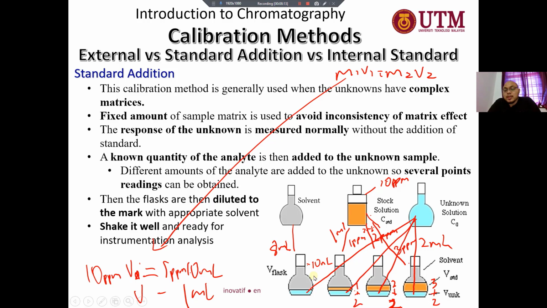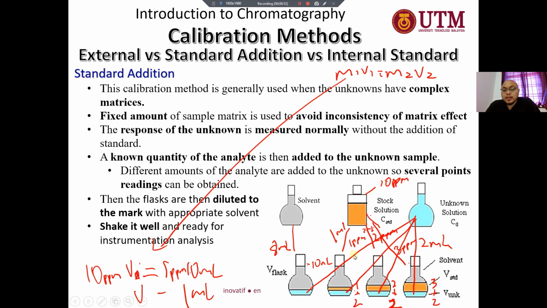For example, if we perform water analysis, we add DDW, double distilled water, or ultrapure water as the solvent. Or if we deal with an organic solvent, we need to use, for example, methanol or acetonitrile. So we add until the mark. Then we shake it well and it is ready for instrumental analysis. So this is the description of the standard addition, how you can perform the standard addition when you need it.